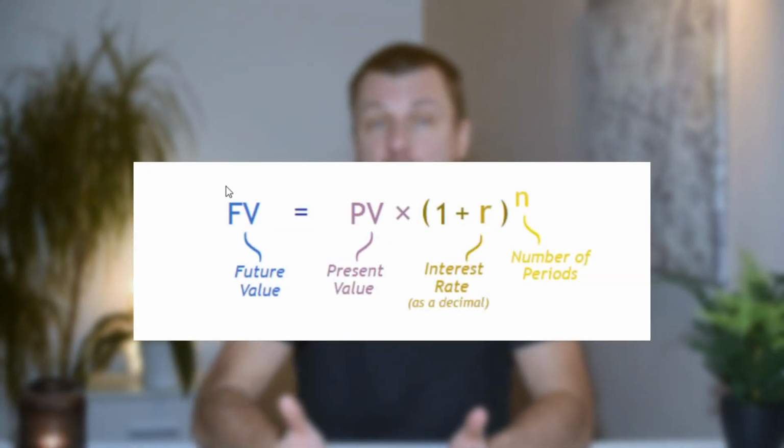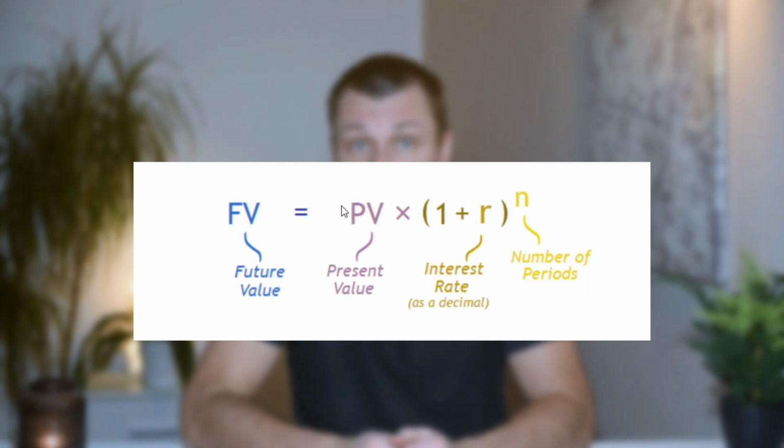Mathematically, compound interest can be expressed by the formula, where FV is the future value, PV is the present value or initial capital, R is the interest rate expressed as a decimal number, for example 0.05 for 5%, N is the number of periods over which the capital earns interest. Compound interest is a very powerful tool for investors.